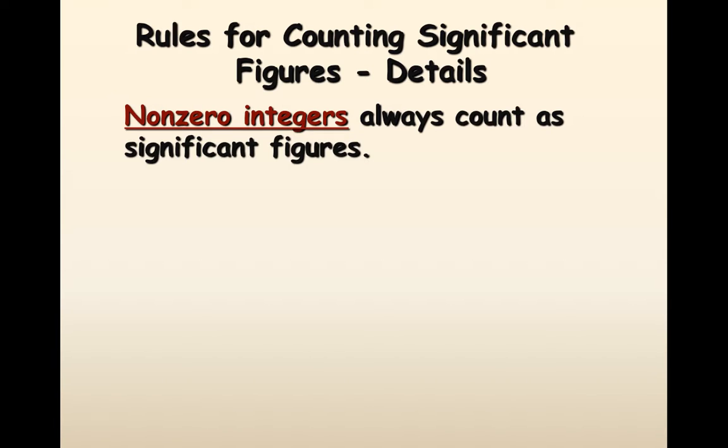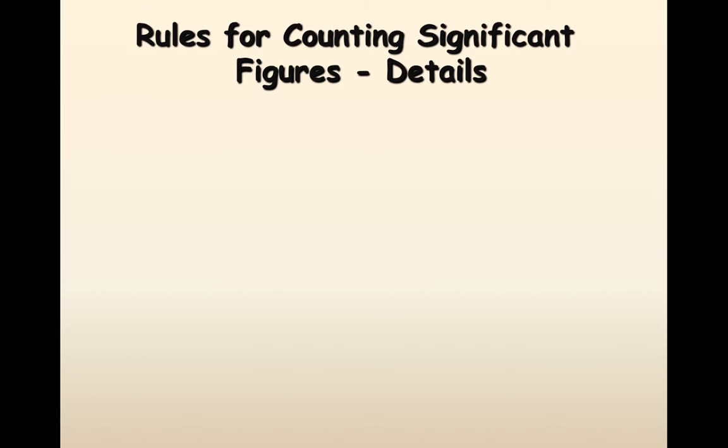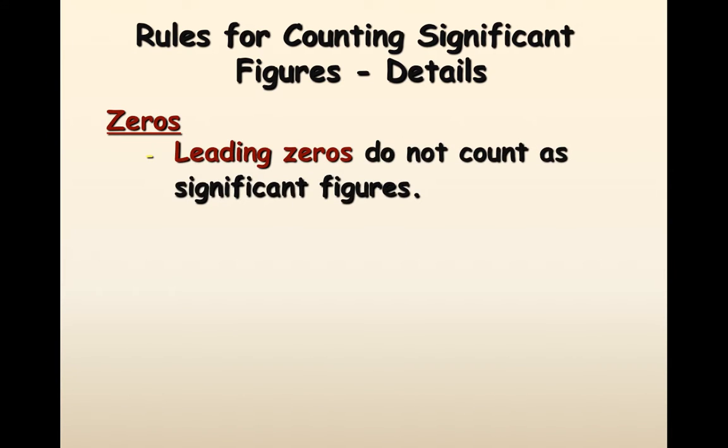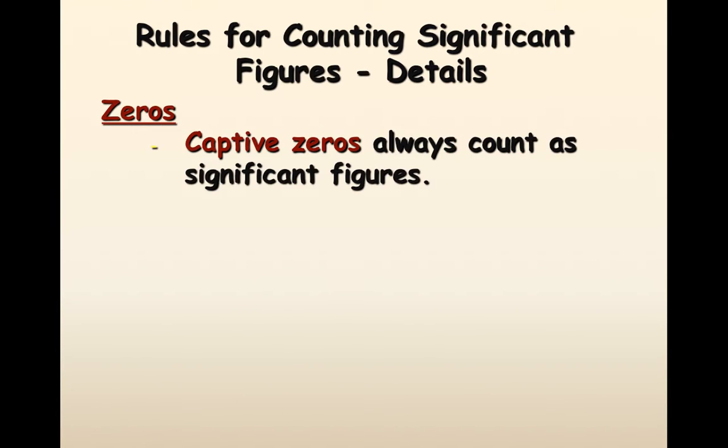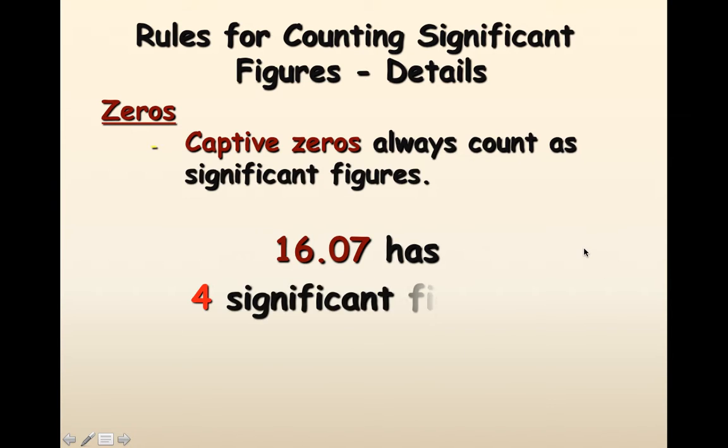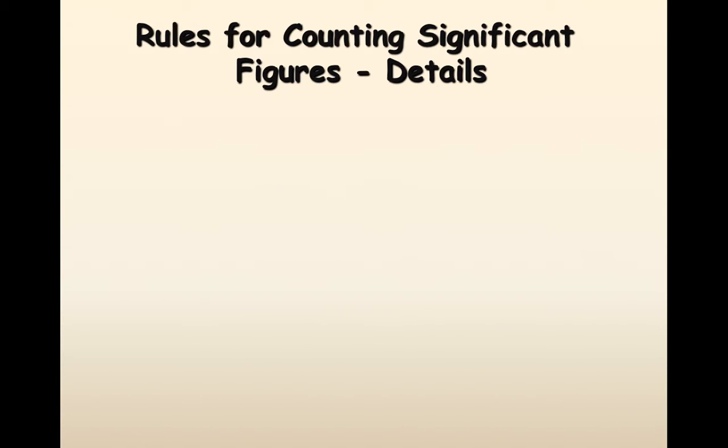We love it. All non-zero digits are significant, so any number other than 0 is significant. Zeros, you have to check. In this case, these are all leading zeros, they're just placeholders, so this one only has 3 sig figs. Captive zeros, I've called them embedded zeros, are always significant. That 0 is embedded between 2 significant digits, so 4 sig figs.